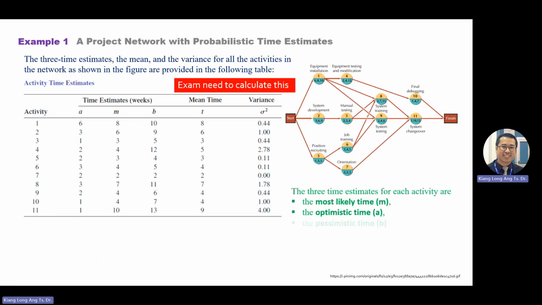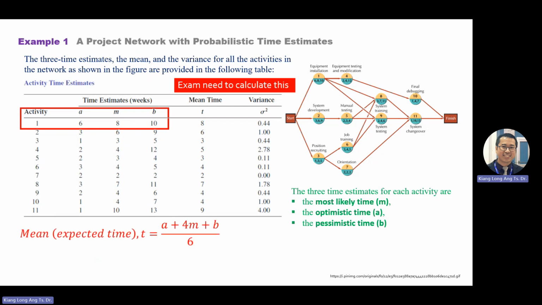So you need to calculate. So most likely optimistic and pessimistic: optimistic on the left, pessimistic on the right. Remember to write the equation, then show one line of example.